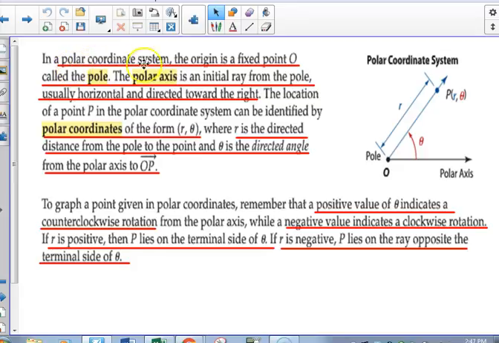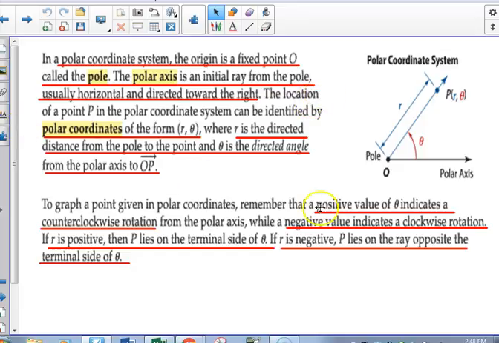So it says in a polar coordinate system, the origin is a fixed point, which is still here, called the pole. I'm just going to call it the origin still, probably, because that's what I always call it. The polar axis is an initial ray coming out from there, usually horizontal and directed toward the right, which would mean it's the same spot as the x-axis, yes? Positive x-axis, okay? They call it the polar axis, positive x-axis, same place.